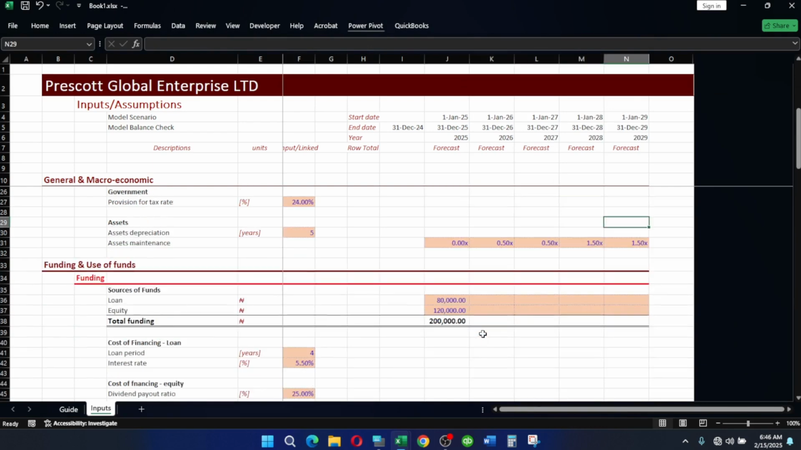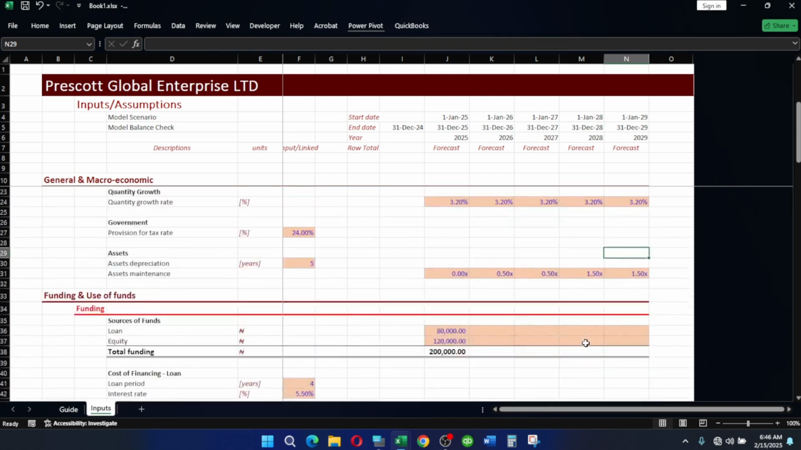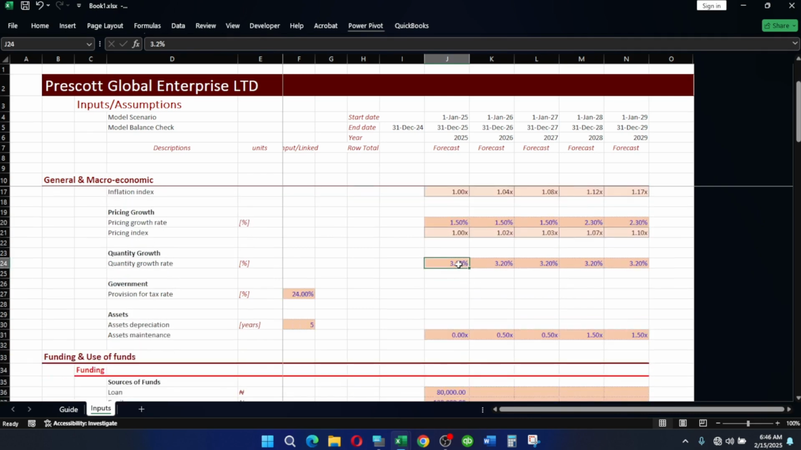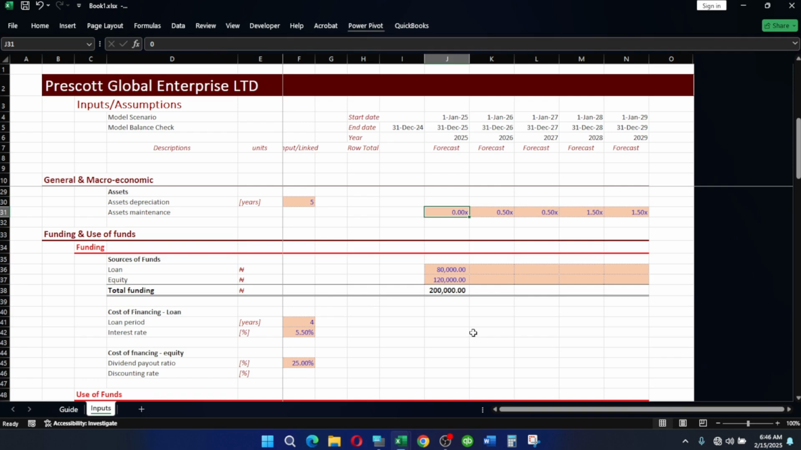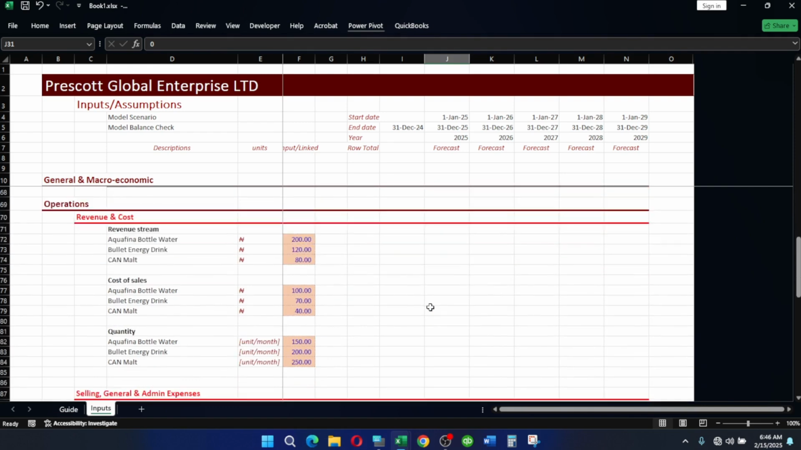Now we have been able to input all our assumptions, but let's first of all do some due diligence. We have been able to input our counter, that's the period. We have been able to do our inflation. We have been able to do our pricing growth rate. We have been able to input our tax provisions for quantity growth rate, the tax rates, the asset usage and useful life, and the asset maintenance. So all this information we have been able to fill up.